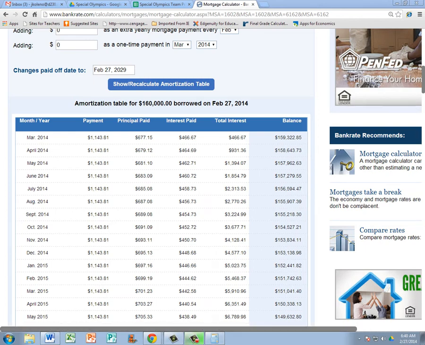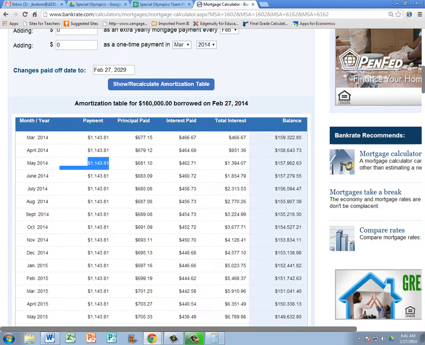Alright, so basically this is our amortization table. This is continued from budget 1. I'm finding out how much total interest I paid each month. So what this is telling me is in the first month I paid my monthly payment of $1,143.81. Look at that, the payment is not changing.